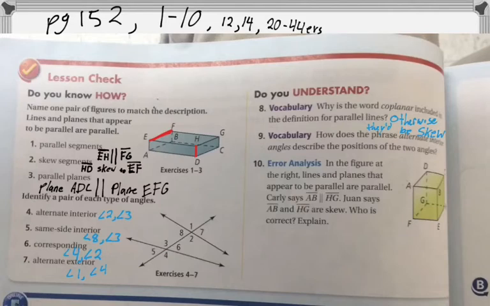Number 9. How does the phrase alternate interior angles describe the position of the two angles? Alternate meaning different sides, right? Interior meaning inside, right? So they're inside on different sides. Use your own words there. You describe how alternate interior angles describe the position of the two angles in your own words. Yep, alternate interior.